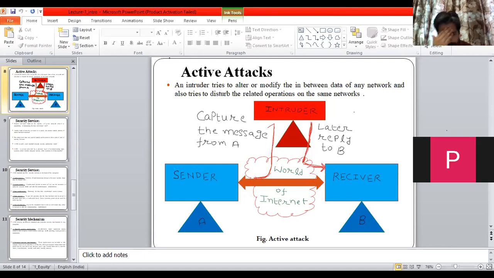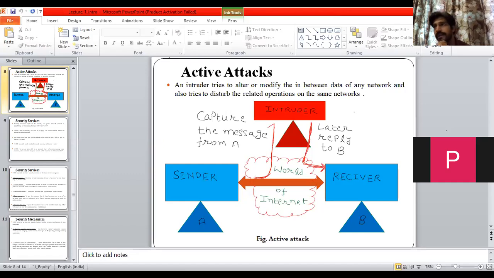When we talk about masquerade, in that case any intruder will transmit the message to the particular receiver, and the receiver will suppose that the message is coming from the genuine sender. So this kind of attack is called masquerade.